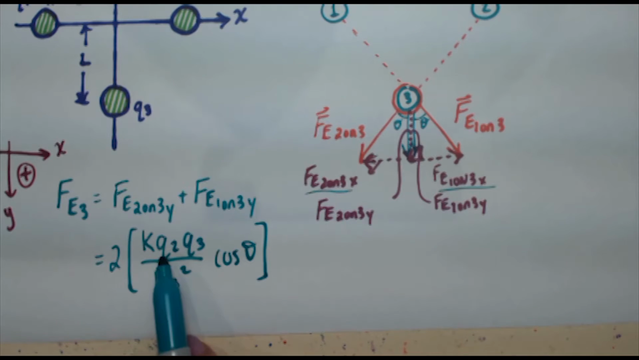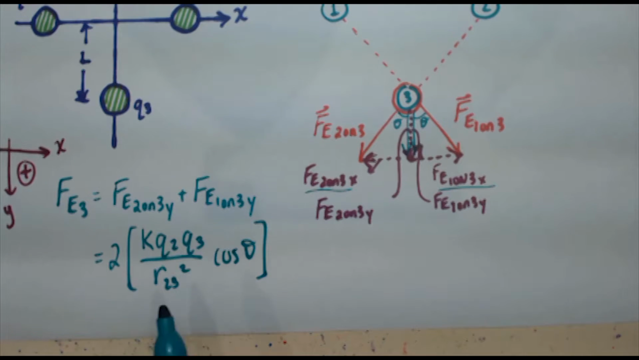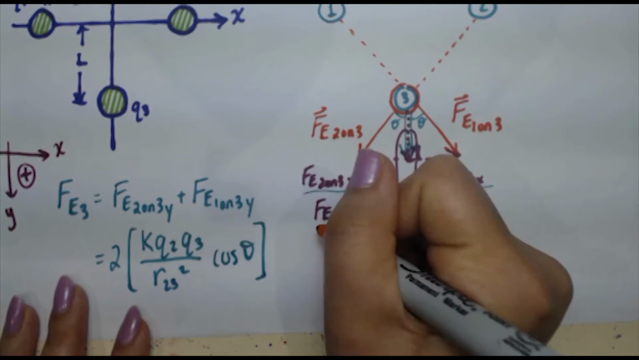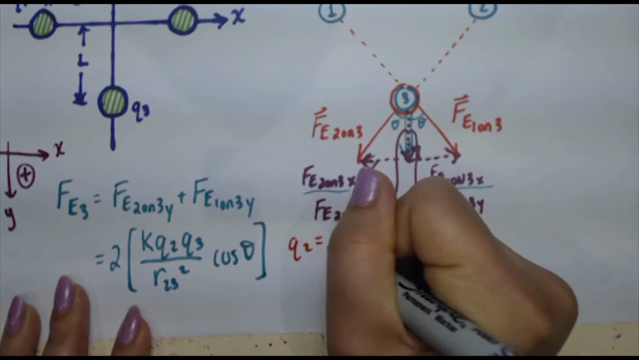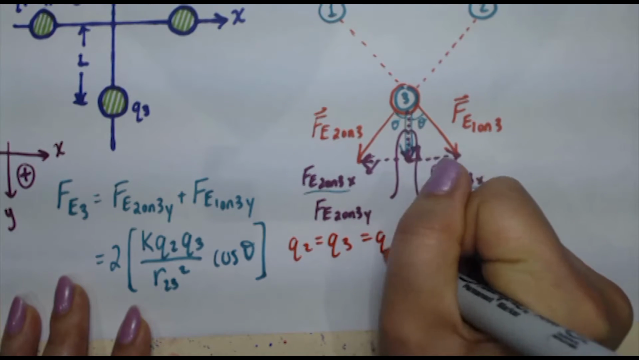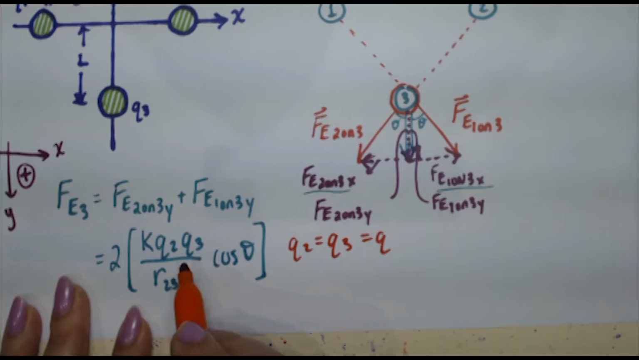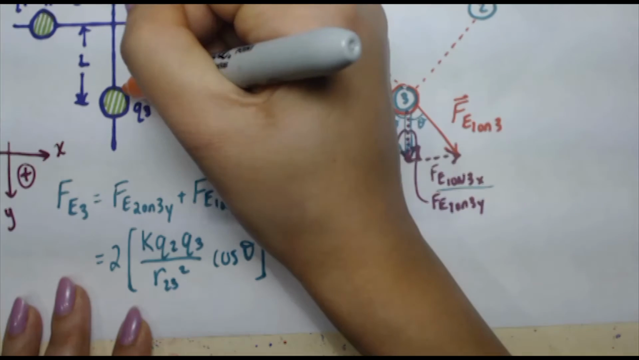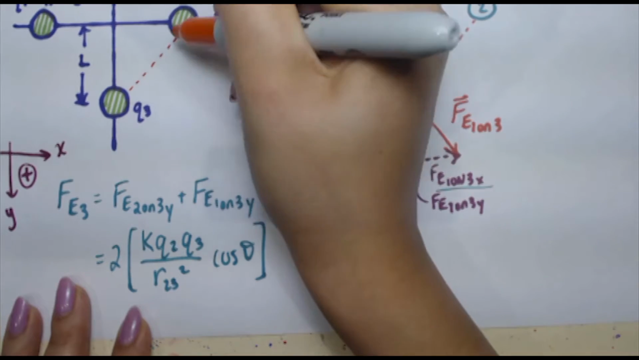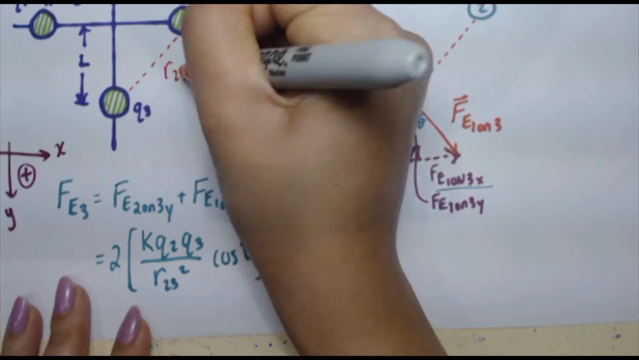Okay, now we're given the charges. Q2 and Q3 are the same. They're actually just equal to Q. So Q2 equals Q3, which is just Q. So this essentially becomes Q squared. The distance R23, well, that's here. I'll draw it on this picture. R23 is just this distance right here.